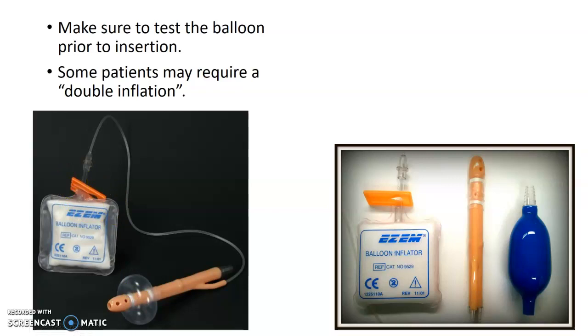Your radiologist may ask you to do a double inflation. If that happens and the patient is having trouble holding it in, you're going to put a clamp on the tubing here, unlock your balloon inflator, reinflate, connect it back up, release the clamp, and give the balloon inflator a second pump. This is going to double the size of the balloon to help them keep it in.